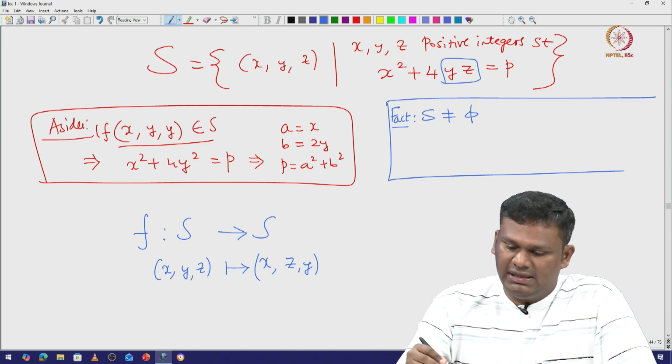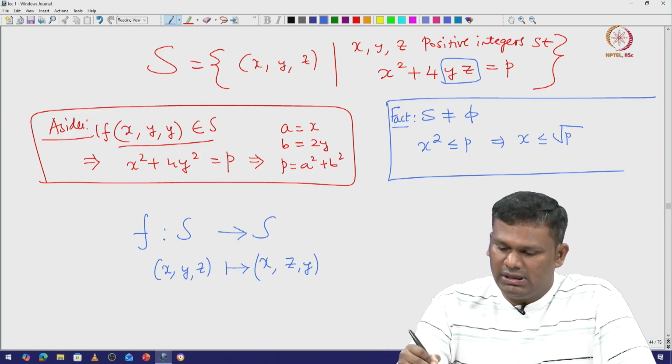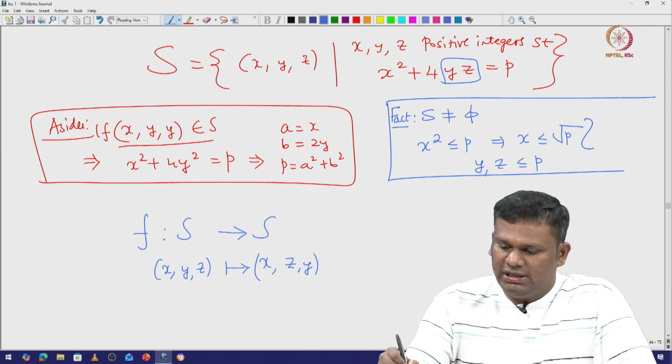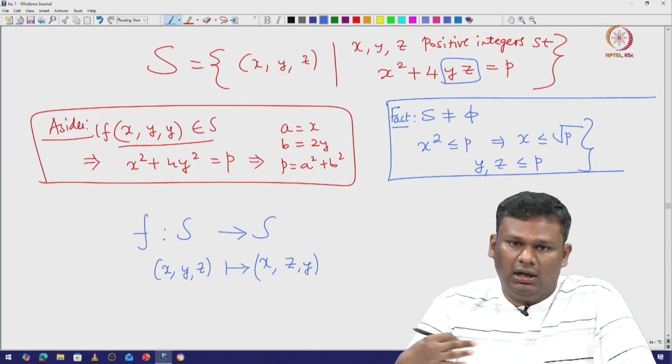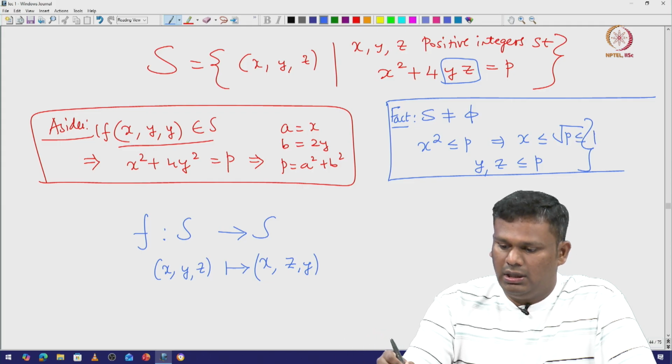Now, why is S finite? Because x squared is less than or equal to p, that would imply that x is at most the square root of p. And similarly, you can see that y and z are both at most p. So, this implies x, y, z all of them are bounded above by p. That implies that S is finite.